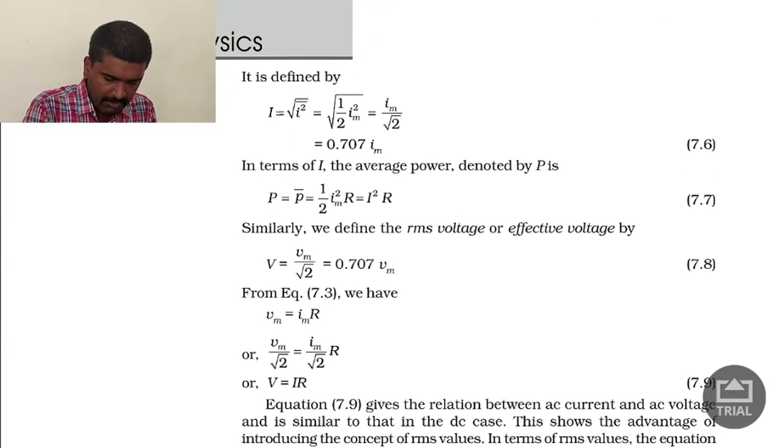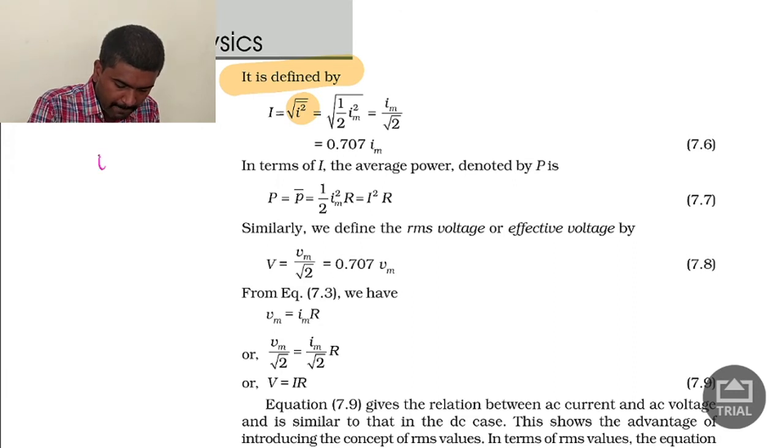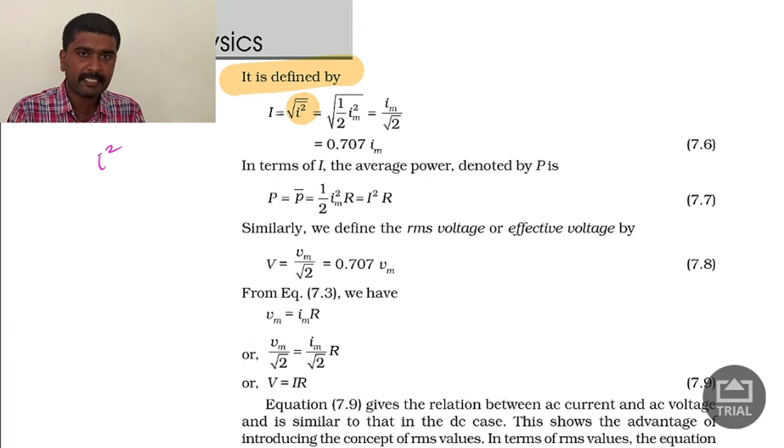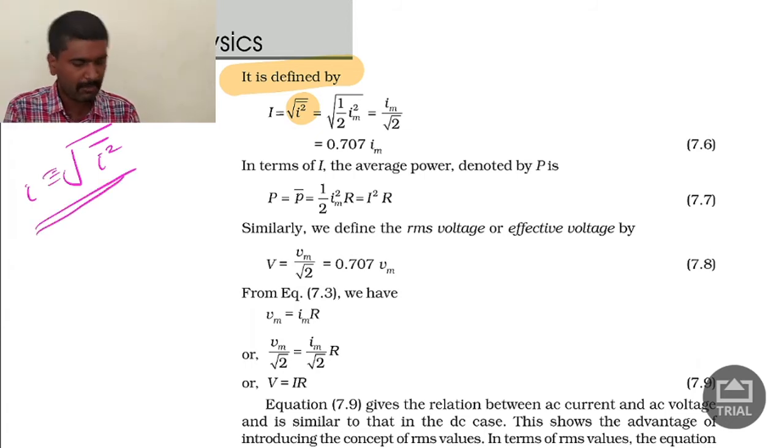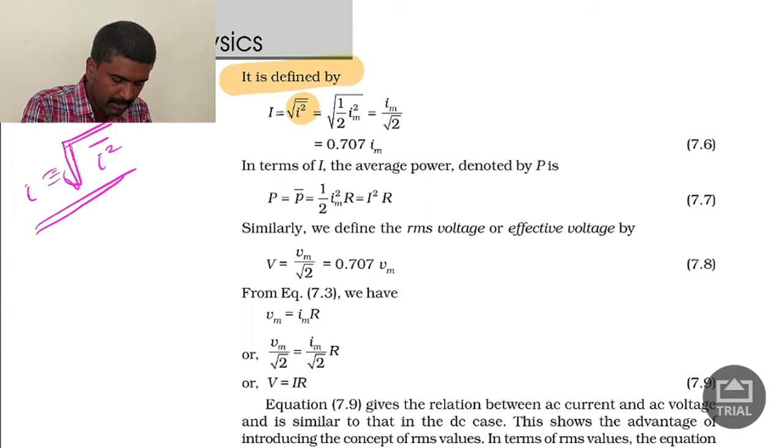It is defined by IRMS equals root of I square bar. Let us square the instantaneous current, and take the average of that. When you take the root of that, you get your IRMS. So IRMS equals root of I square average. This is the mean square, and the root mean square is your IRMS.